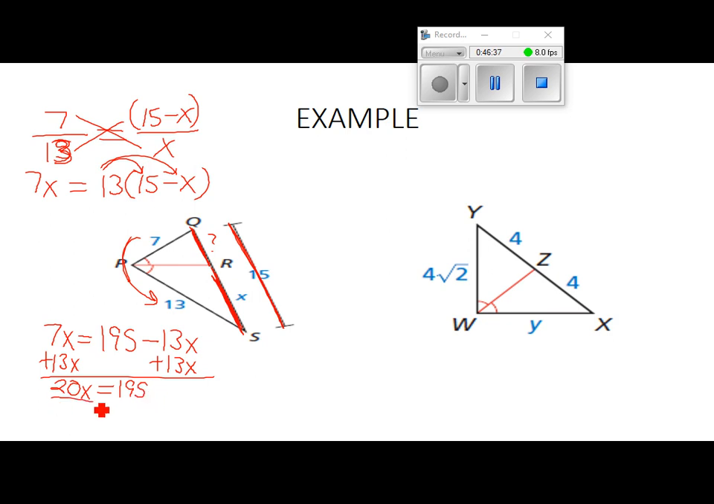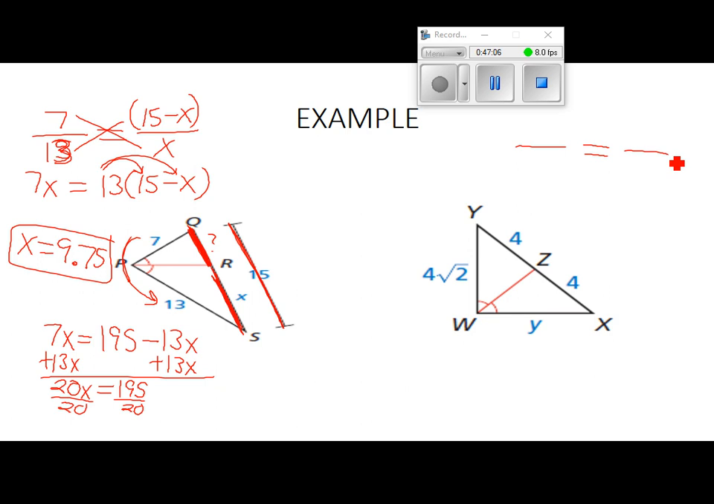Divide by 20. x is 9.75. Is it all right to just give x as 9.75? Yeah, it only went out a couple places, that's a pretty good answer. Does it make sense for x to be 9.75? Yeah. What do you know? x has to be less than what? 15, because the whole thing's 15. Could we find this part from Q to R if we wanted? Yeah. It's 5.25.